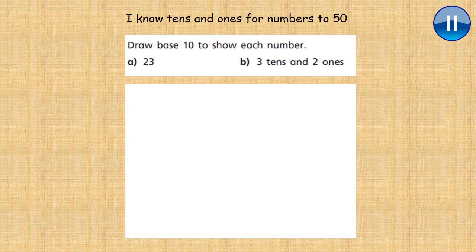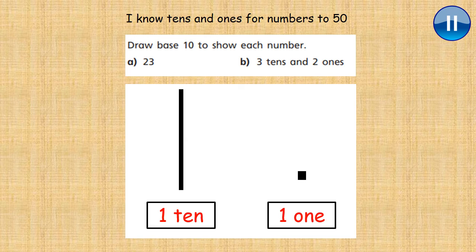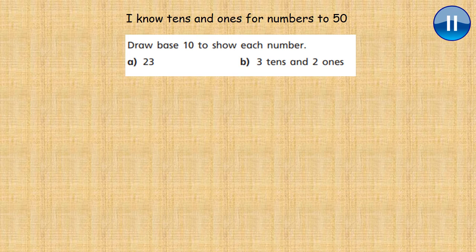Pause the video whilst you draw the base 10 to represent these numbers. I draw them like this. I draw a stick to show the tens and then small squares to represent the individual ones. You might like to use this method to show the tens and ones in these numbers. How did you get on? Maybe you could use this technique to record how many tens and ones are in numbers.